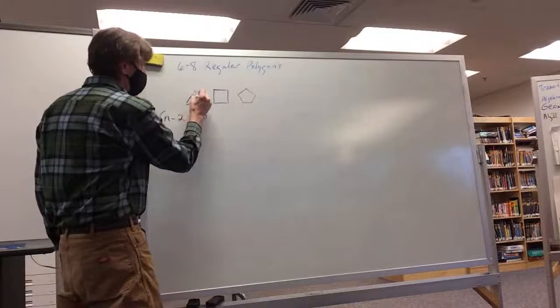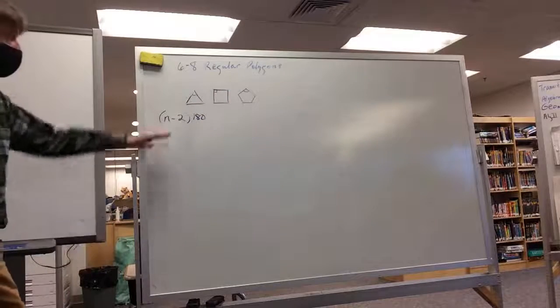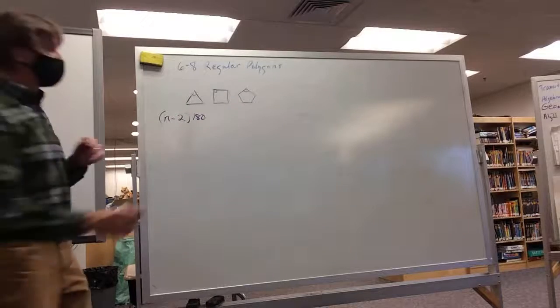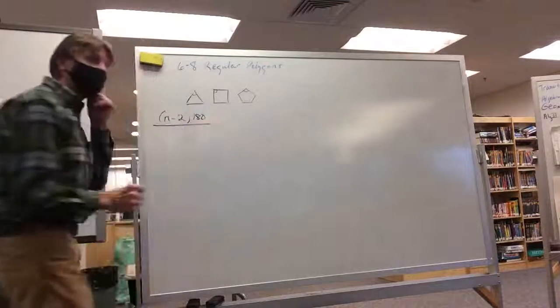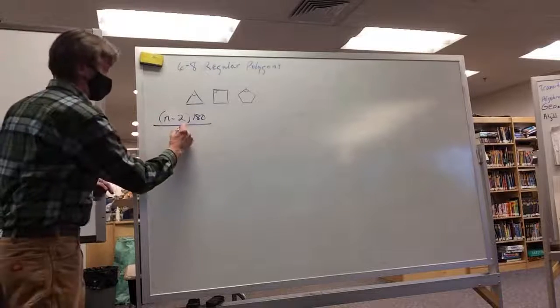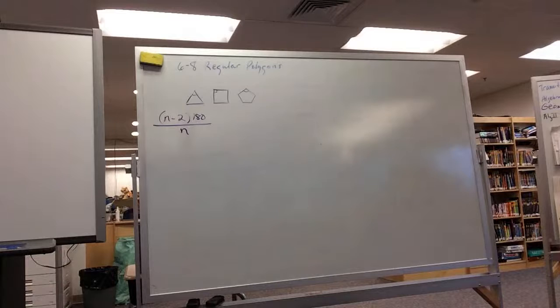But I want to just find 1. So what would you do with this to find one of those? Divided by however many angles there are. How many angles, or how many sides, are there? That's what's going to give you the number of degrees of each of the angles of a regular polygon.